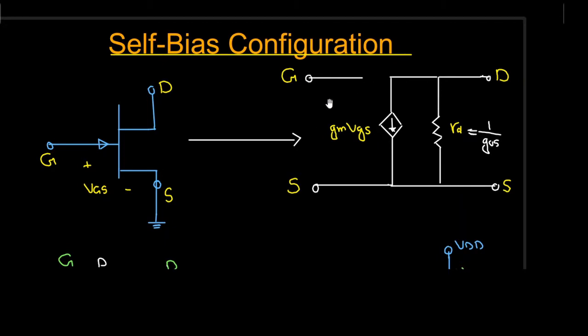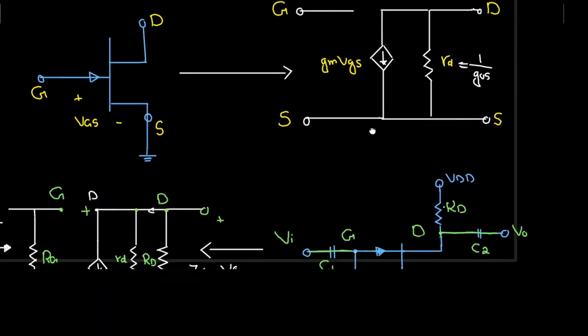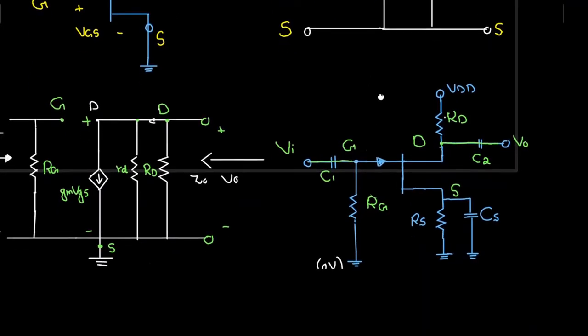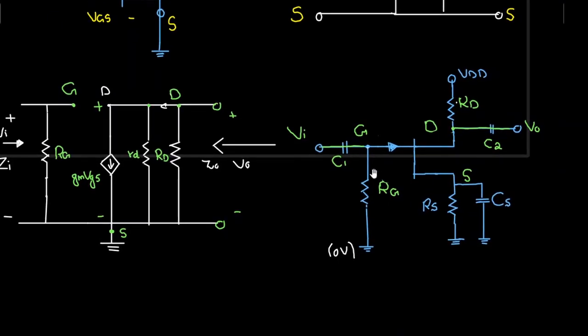The input impedance is very high and that is represented as an open circuit. The output impedance is given by rd and that is equal to 1 by the conductance of os. And to show that the output current depends on the input voltage VGS, we have a voltage dependent current source. So now we are going to start with the self-bias configuration. And you can see the self-bias configuration on your screen. This is my self-bias configuration.